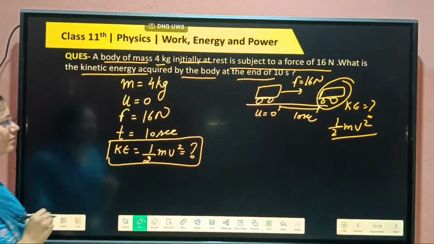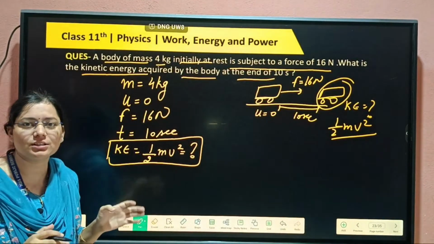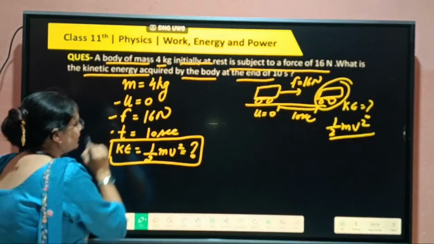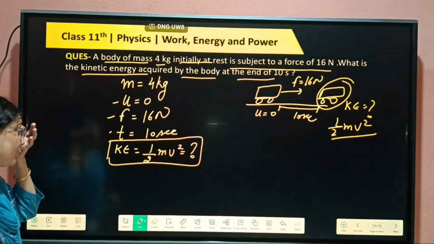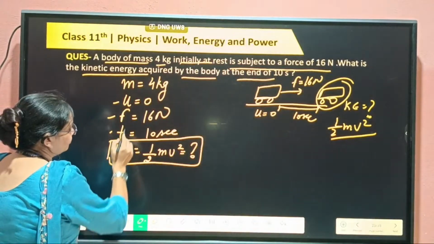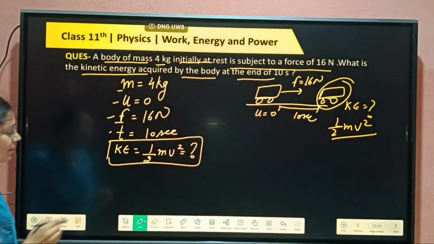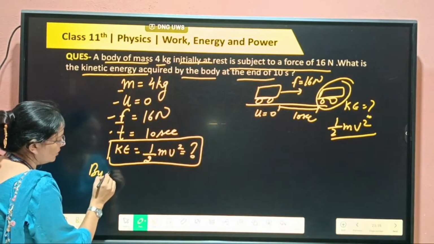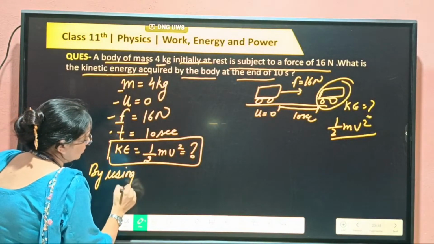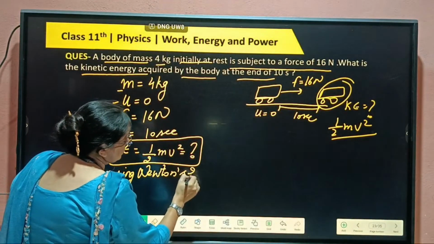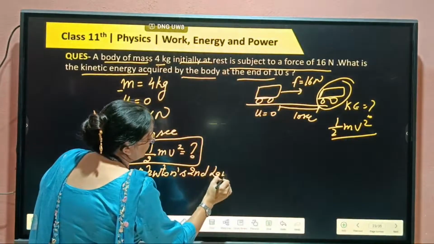So for this, what is given? Mass is already given in the question, final velocity we have to find. F is given, initial velocity given, time given. Then if you write there, by using your force and mass, we can find the acceleration or not? First by using Newton's second law.